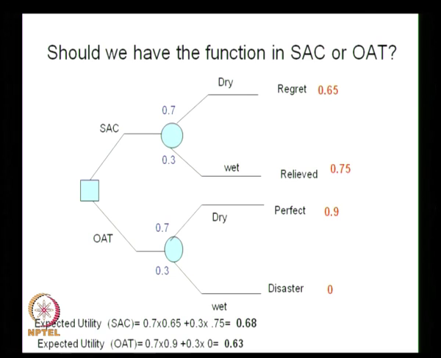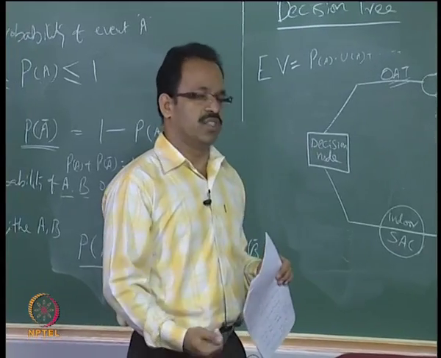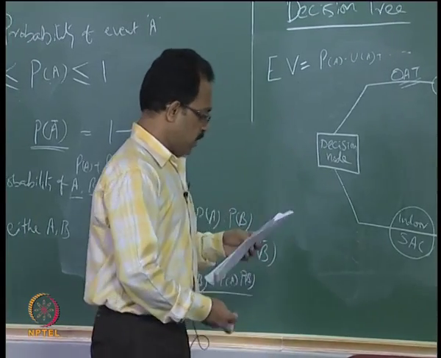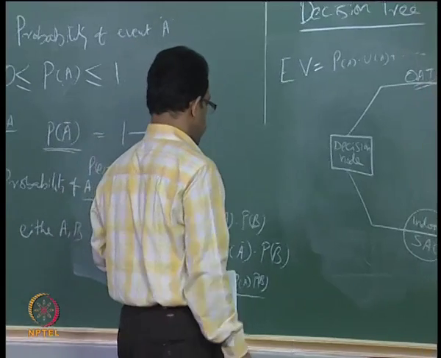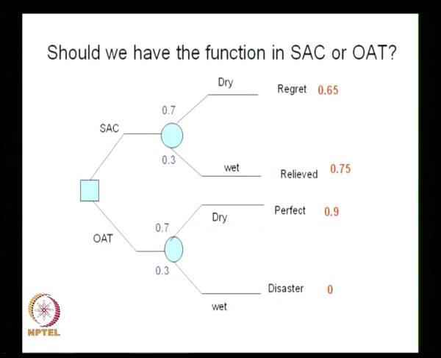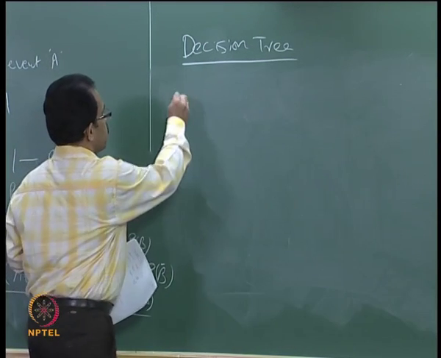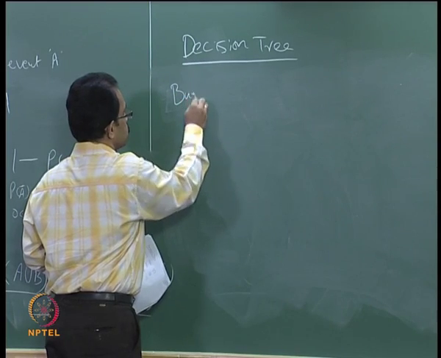So you will be finding that it is better to go for the SAC instead of OAT. So this is the way we actually use decision trees to make decisions. I will show you one more example where a company wants to make a decision on whether to buy a particular component or to build or manufacture it by themselves. So here it is a buy versus build.